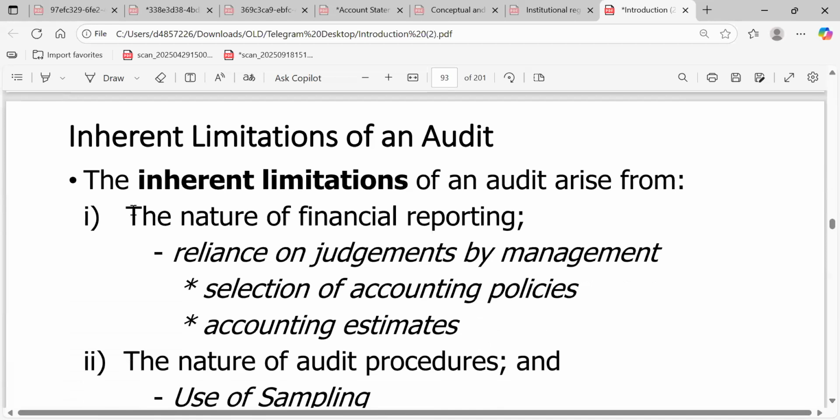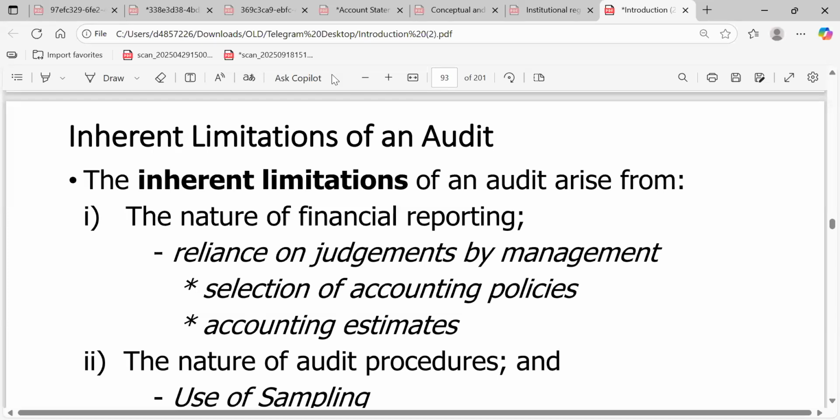So we say one, the nature of financial reporting. We all know that financial reporting in itself is based on lots of estimates. So for example, depreciation, provision for bad debts, provisions, accruals, these are all estimates most often. And once they are estimates, it means before someone can give an estimate, the person is giving what? A judgment. And these judgments, sometimes, because of the nature of them, they may not reflect the reality.